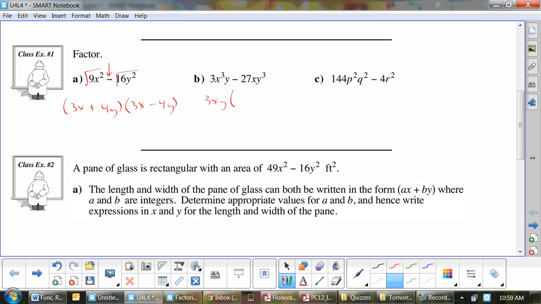3xy, leaving me with x squared minus 9y squared. So 3xy times x minus 3y and x plus 3y.